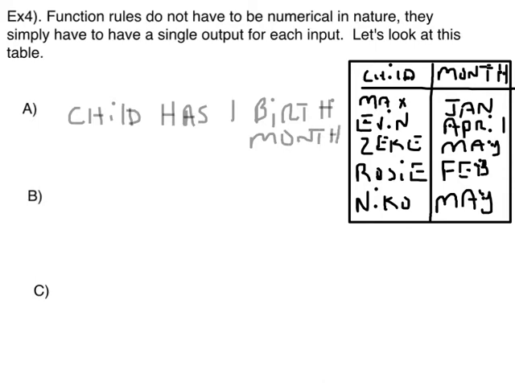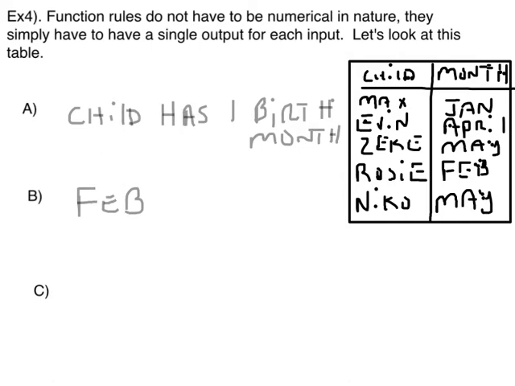Okay, now we go to question B here. It says, what is the output for Rosie? We'll take a look at Rosie. Here's Rosie right here. What's her output? Pretty straightforward. Her birthday month is February. That's her output. That's when she was born. So that is your output for Rosie.